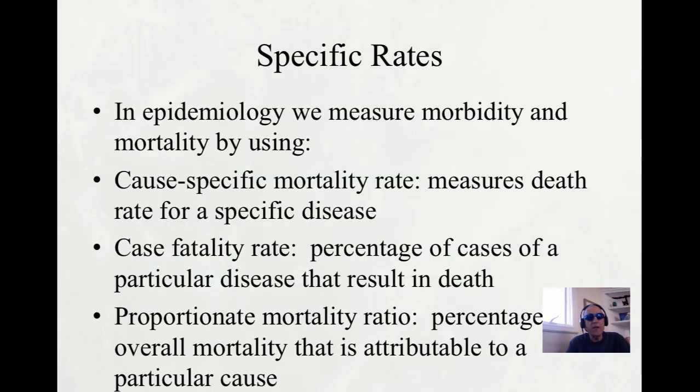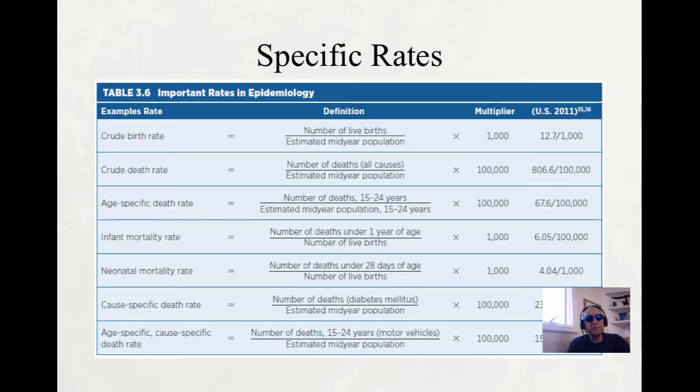The specific rates in epidemiology, we measure morbidity and mortality by using crude and specific mortality rate, which measures rate by specific cause, and case fatality rate, or the percentage of cases of a particular disease that results in death. Now we want to know what proportion of the population has mortality. We call it the percentage of overall mortality that is attributed to a particular cause. So we could find out the proportional mortality, or the proportion of the population that actually died because of a particular disease.